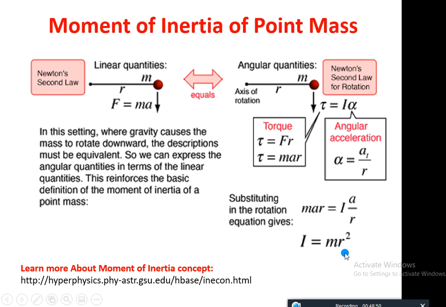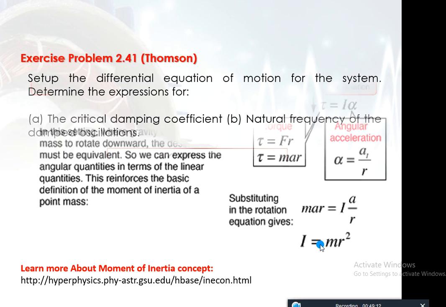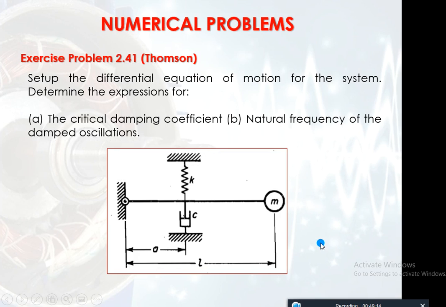So in this case we have I is equal to mr square when we have a point mass, and here what is r? R is the length of the rod. You can also say I is equal to ml square. Okay, so I is equal to ml square by 3 for a simple rod, and I is equal to mr square for the point mass. Keep in your mind, this will be the concept that will be used within the exam.